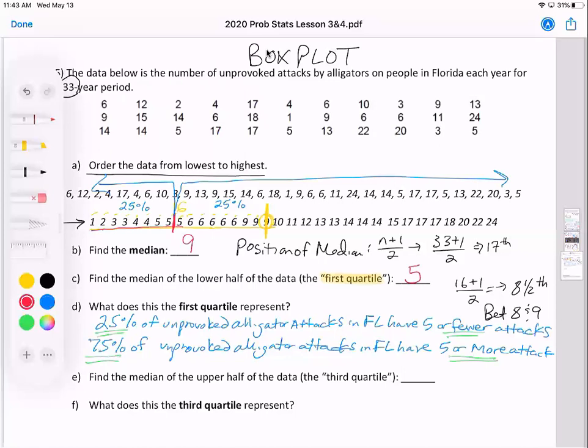Also for the first quartile, the notation that we use is a Q for quartile and 1 for the first quartile. So the first quartile is Q1 equals 5. The first quartile equals 5.